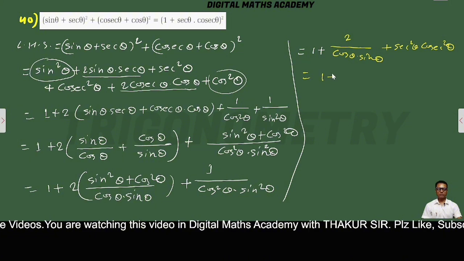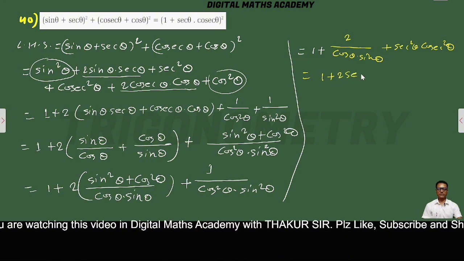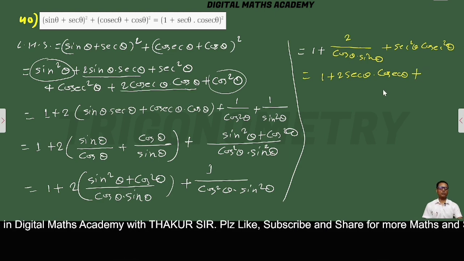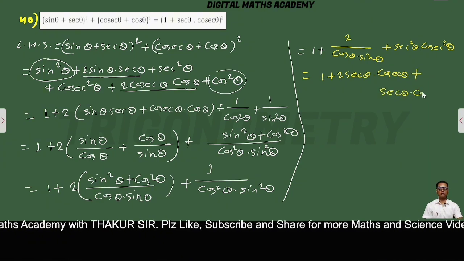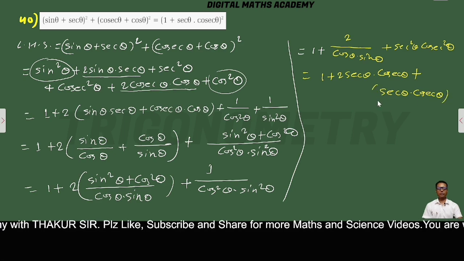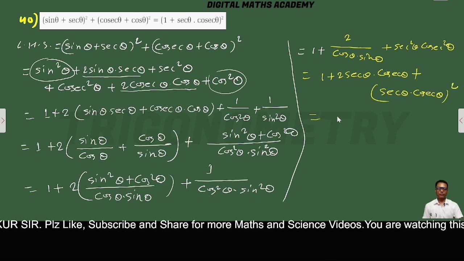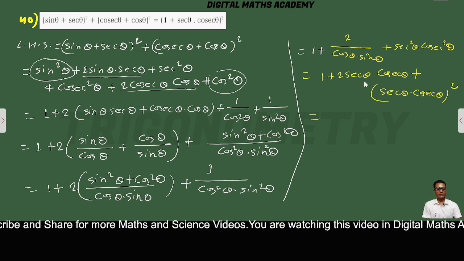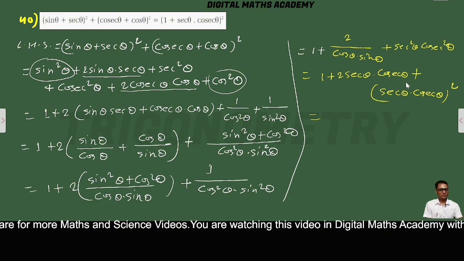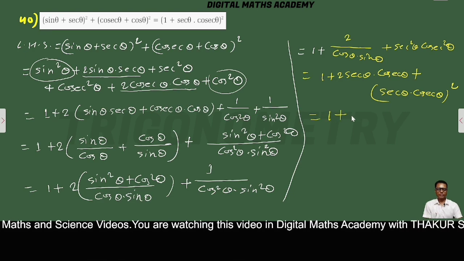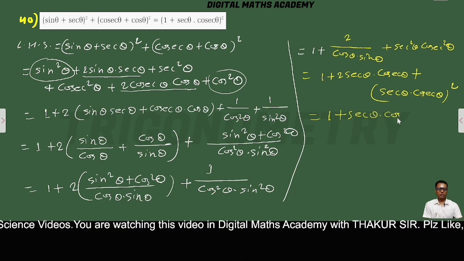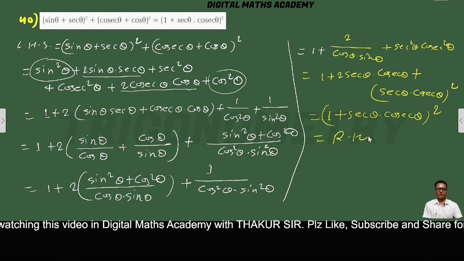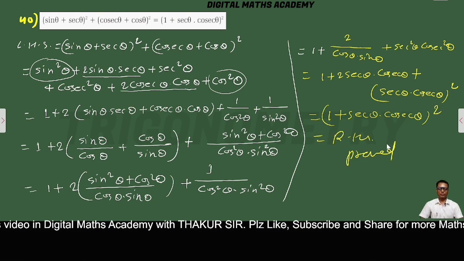So we have here 1 plus 2 sec theta dot cosec theta plus sec square theta plus cosec square theta, which you can write as sec theta dot cosec theta, its whole square. Now it is in the form of a square plus 2ab plus b square. For a is sec theta, and for b we have here cosec theta. So you can write here (1 plus sec theta dot cosec theta) whole square, which is our right hand side, and then you can write here root.